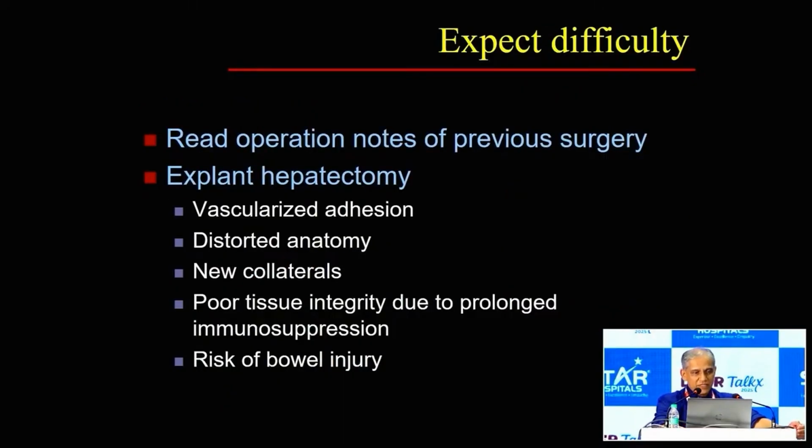Do expect difficulty. Read the operation notes: where were the previous things done, was the gastroduodenal artery divided, all those things. The explant hepatectomy will probably be the most difficult because there's going to be a lot of vascularization. The anatomy will be distorted because of the previous LDLT, there's going to be a lot of hypertrophy, a lot of new collaterals will come in the area, and because of prolonged immunosuppression, the tissues are likely to be very weak and likely to be torn.